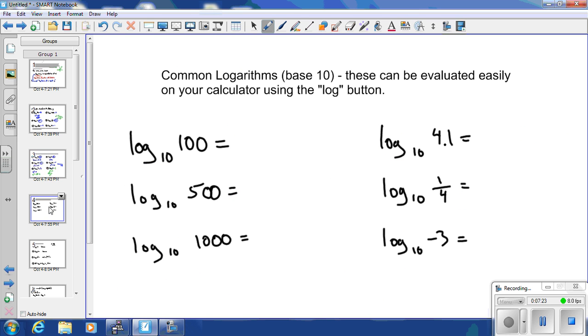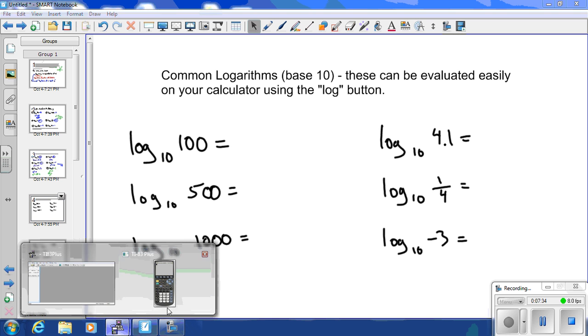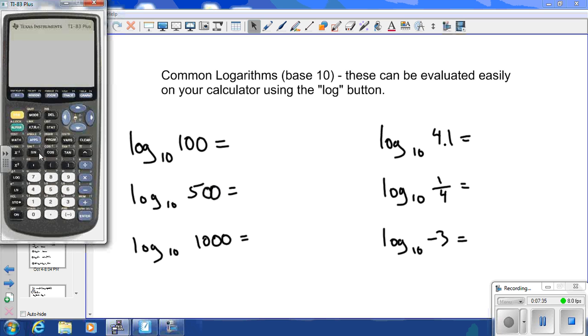Now, base 10, log with the base down here of 10, we call these common logarithms. They're so common that they put a button on your calculator for it. And in fact, let me just point that button out here for you. Here it is. So if you are ever doing a base 10 problem, you press this button, your calculator will automatically do a base 10.